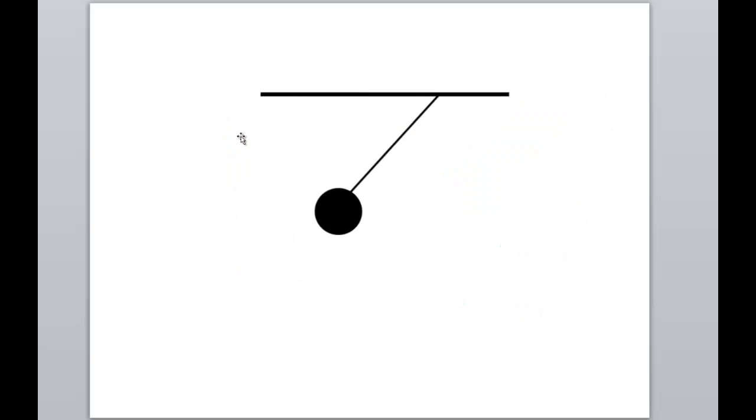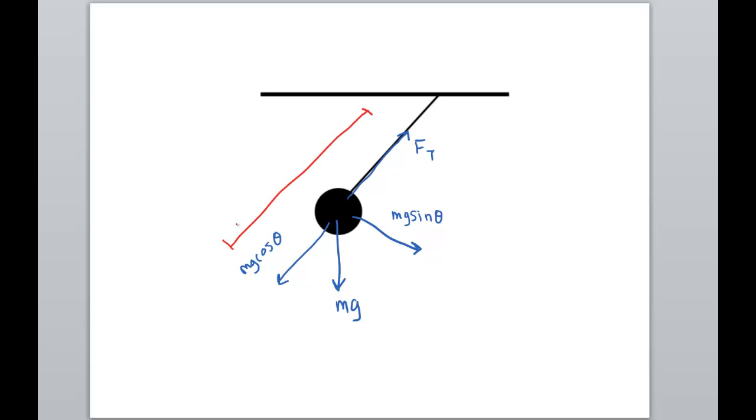If we draw in the forces of the simple pendulum, there's a force of gravity acting on the mass, mg, and the tension force, Ft. To analyze the motion of the pendulum, we have to resolve mg into two components. So we have mg cos theta and mg sin theta. Along the length of the string, right here, this is called the radial axis. Perpendicular to the radial axis and along the motion of the pendulum, or the circular motion, right here, this is the tangential axis.